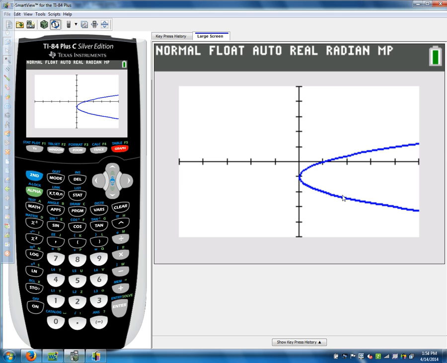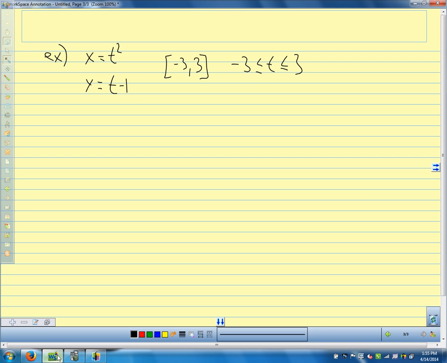So we were able to graph this sideways parabola using parametric equations. So let's go back here. So our graph, just to sketch a quick graph, ended up looking like this, and our orientation, we traced along the graph this direction as t increased.